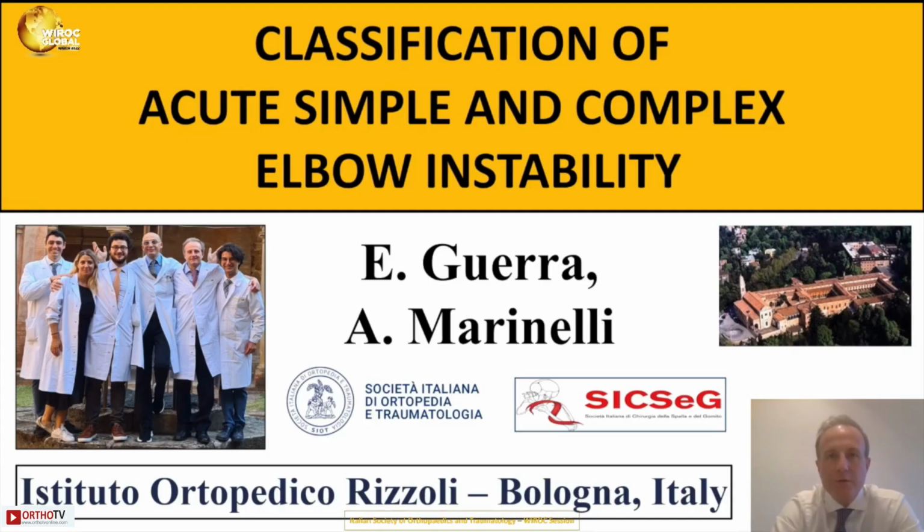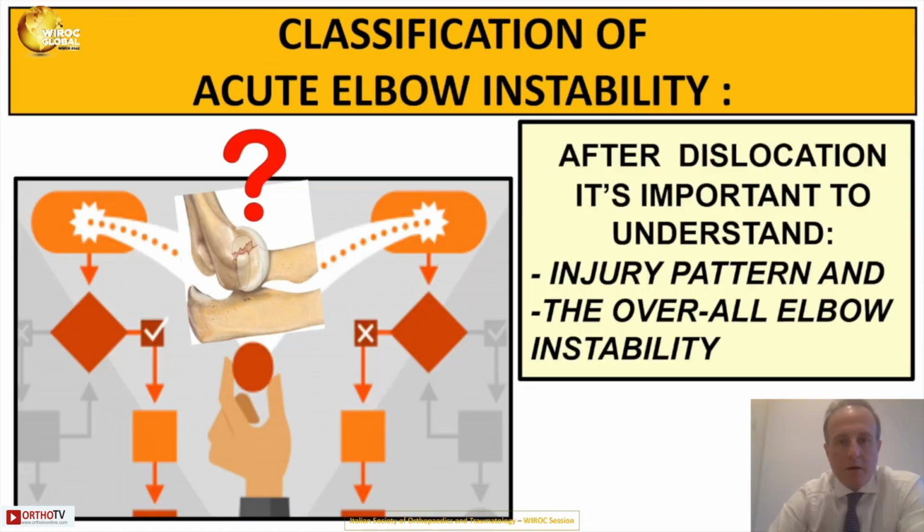I'm going to present you the classification of acute and complex elbow instability. The classification of acute elbow instability is important because after an elbow dislocation, a successful management can be achieved only by understanding the specific injury pattern and the overall elbow instability.